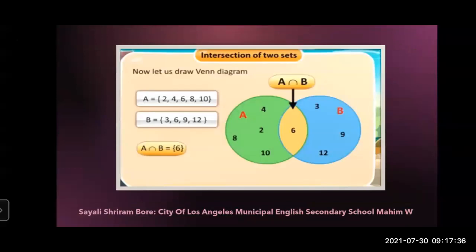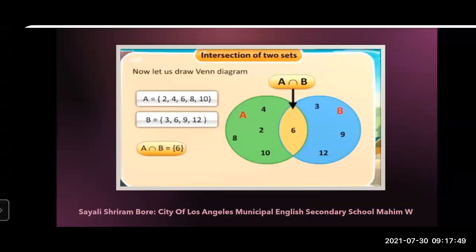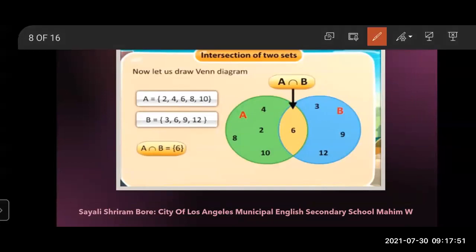See one more example. I am showing examples again and again because you should know how to draw the Venn diagram of the intersection of the two sets. Now here set A is equal to 2, 4, 6, 8, 10.